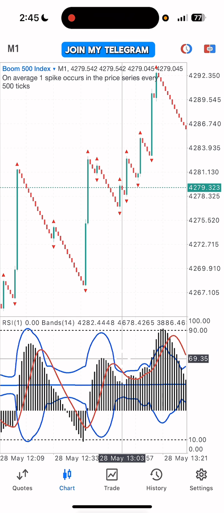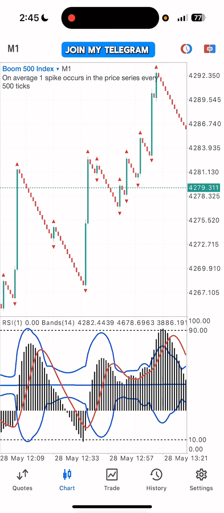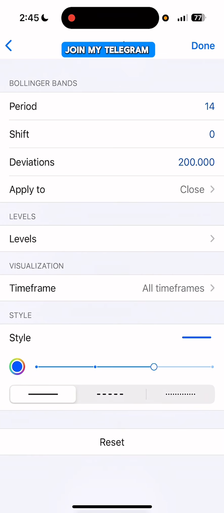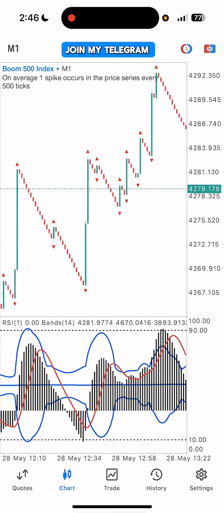Then we're going to put on the Bollinger Bands, period 14, shift 0. Deviation is going to be 200.00. Then you apply to close. For style, you put that on 3 pixels, color blue, with this first trend line. Then you click on done.